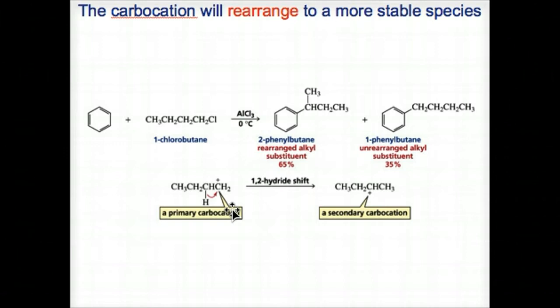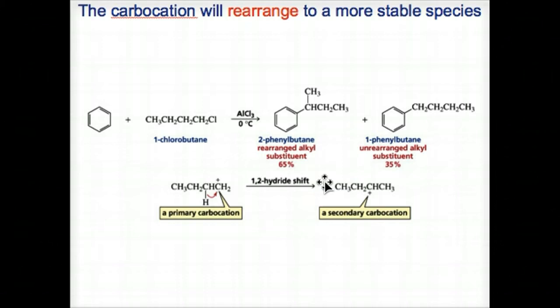A carbocation will rearrange if rearrangement leads to a more stable carbocation. Of course, we've seen this over and over again. When rearrangement can occur in a Friedel-Crafts alkylation reaction, the major product will be the product with the rearranged alkyl group on the benzene ring. Notice that 65% of the product will be the rearranged alkyl substituent.